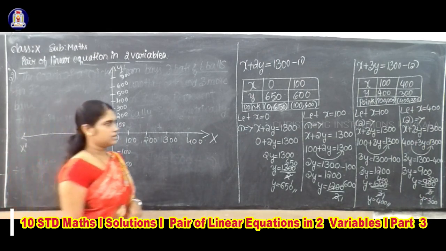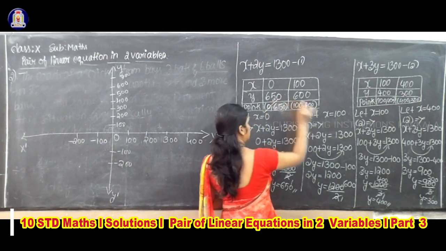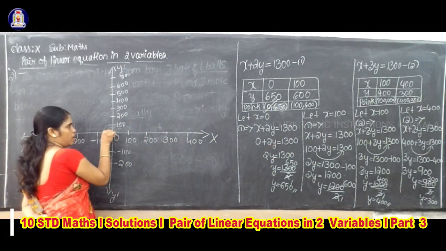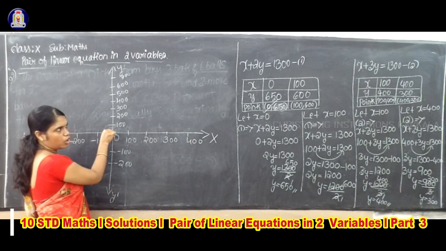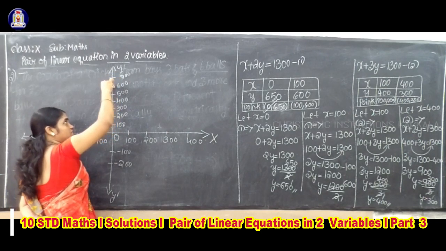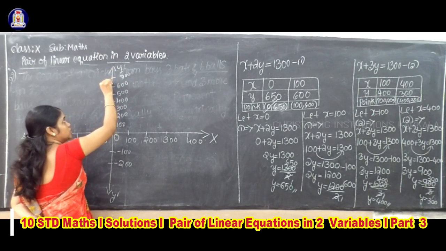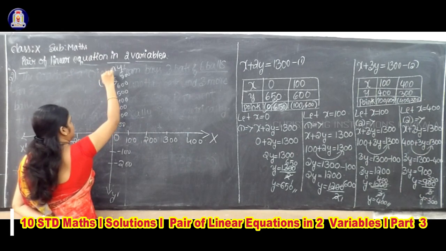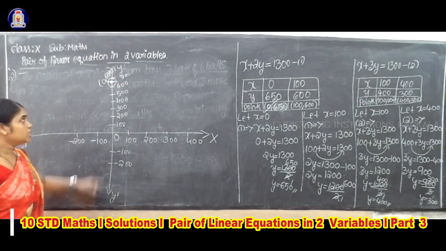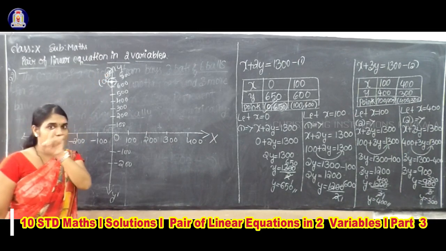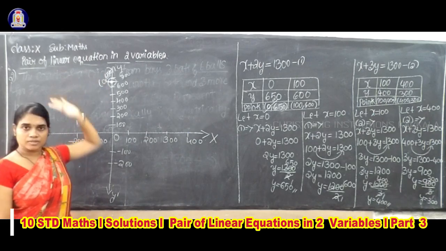We'll plot the points. First point is 0, 650. 650 is on the y-axis. So on the y-axis, 650 means in between 600 and 700. The middle line represents 650. So what is the coordinate of this point? 0, 650. Remember, 650 will come in between 600 and 700. The exact middle line will represent 650.